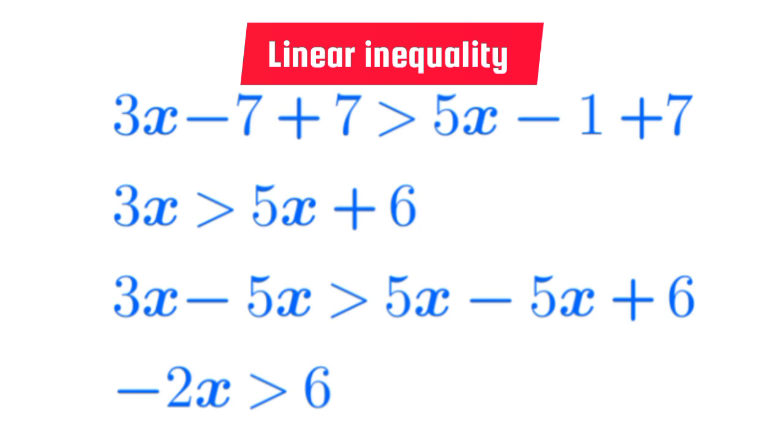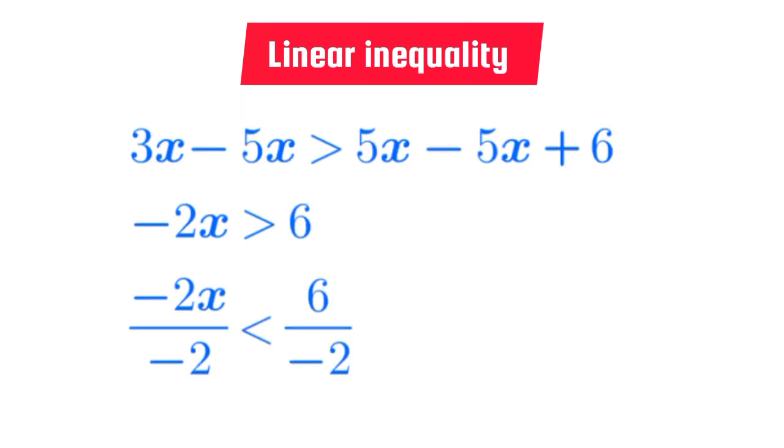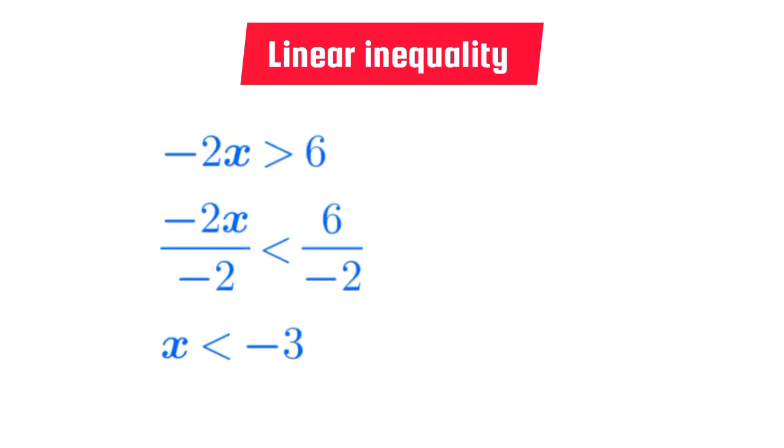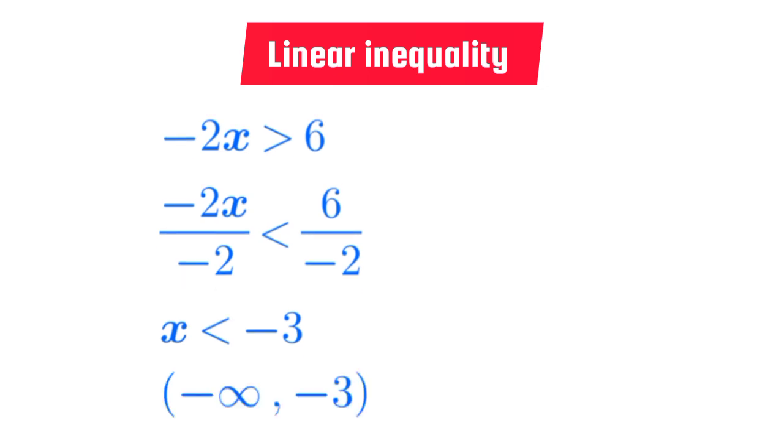So the next step we are taking here is to divide both sides by minus 2. Now, in inequality, when you divide by a negative number, the sign is going to change. So the sign is going to change to a less than sign. So when we change that, negative 2x divided by negative 2 gives x, and positive 6 divided by negative 2 is going to give us a negative 3. So our answer is going to look like this: x is less than negative 3. So we can say our answer is negative infinity to negative 3.